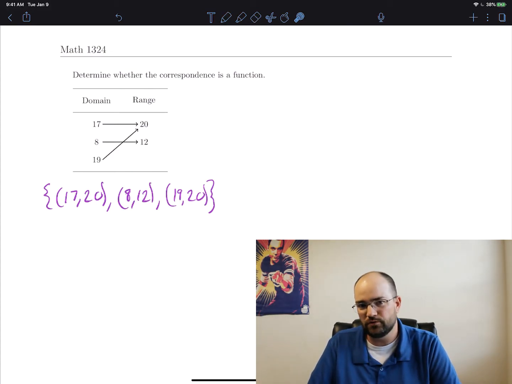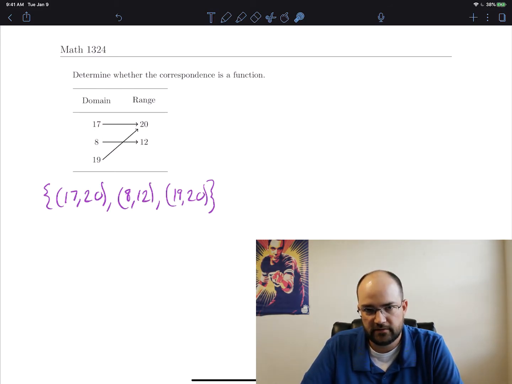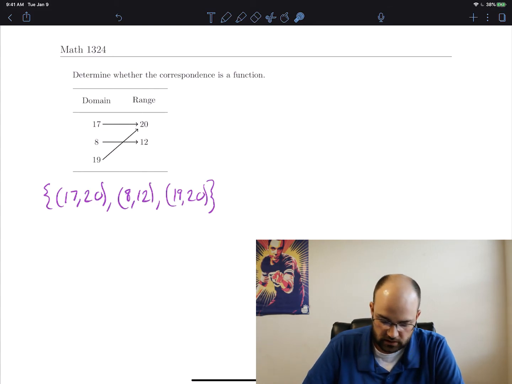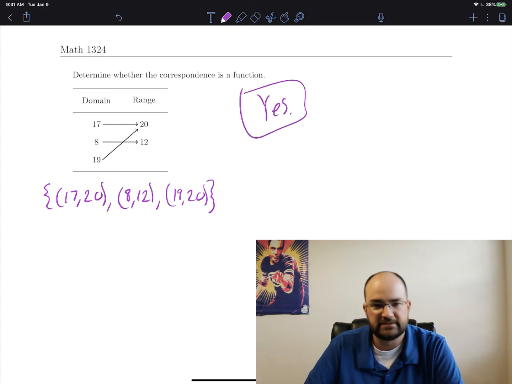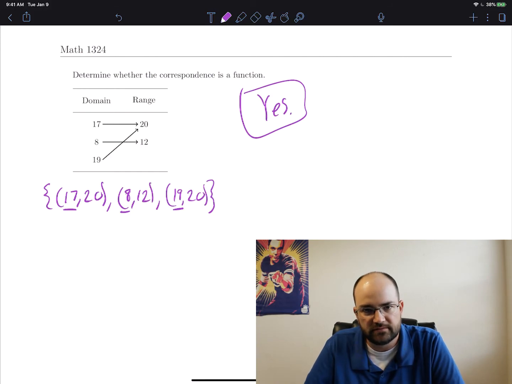To see that when we're looking at this in this form, notice that each one of these independent values in the domain here has only one arrow coming out of it. So each one of these corresponds to exactly one value in the range. And so the answer here is yes. Another way of looking at that would say, looking at the x values, do any of the x values repeat themselves? Well, no, they don't.